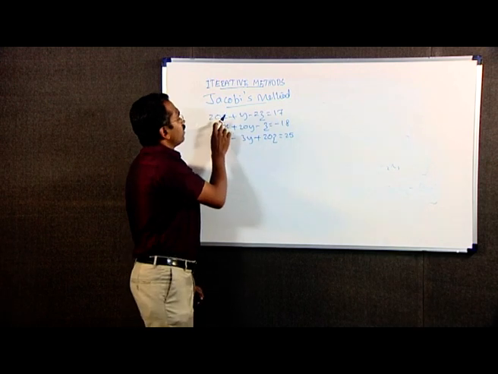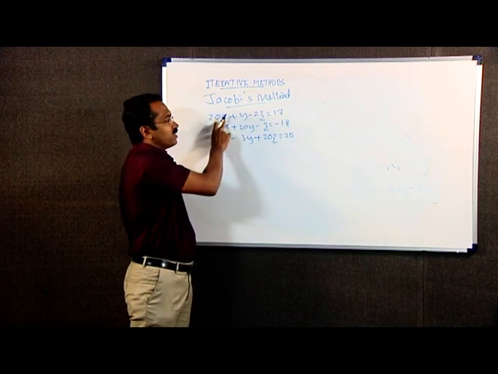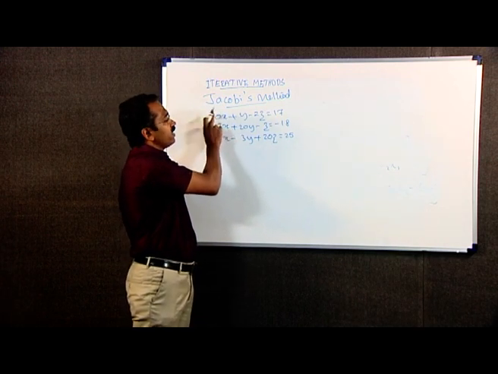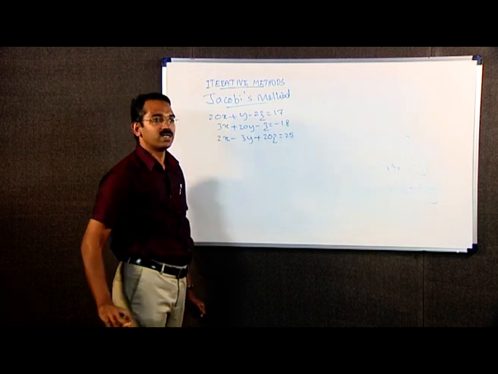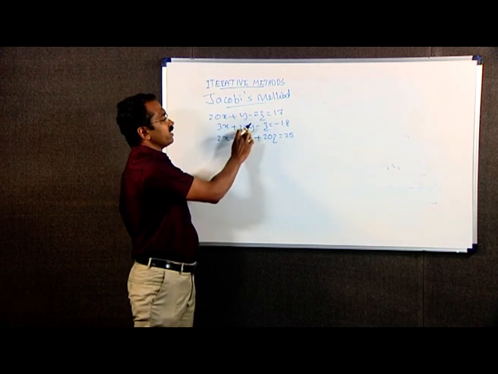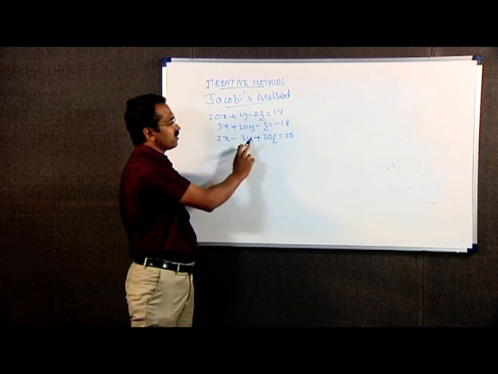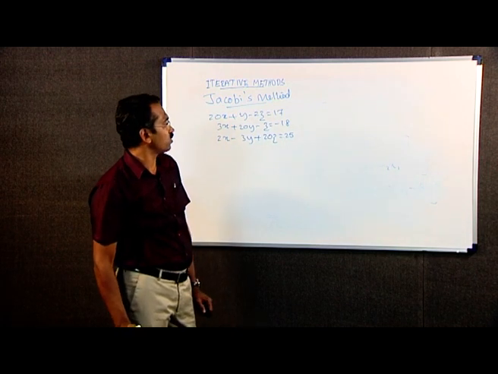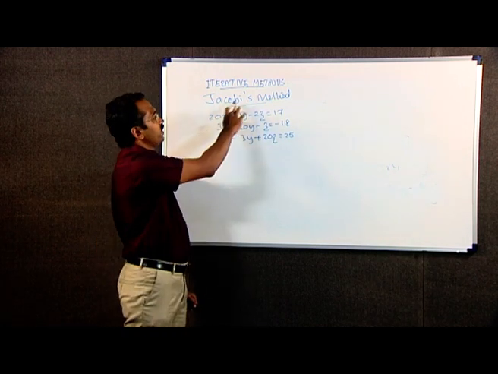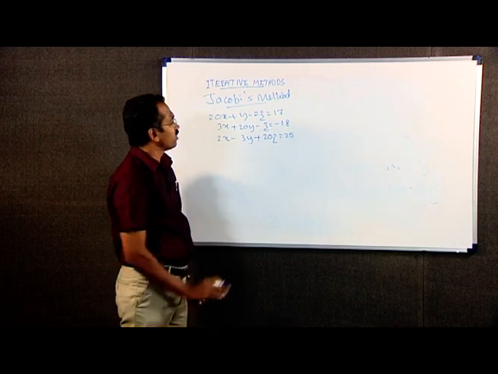Here the coefficient of x is 20, which is the largest coefficient compared to the coefficients of y and z. In the second equation, the coefficient of y is the largest, and in the third equation, the coefficient of z is the largest one. Therefore, we can apply Jacobi's method.